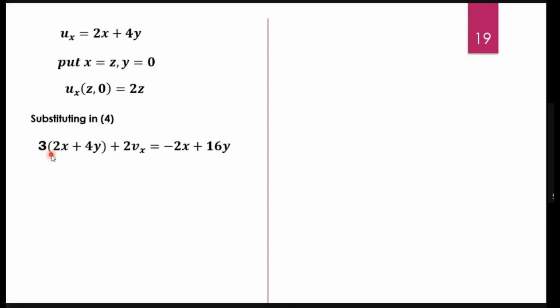So this gives 6x plus 12y plus 2vx is equal to minus 2x plus 16y. From here we have to find vx. So I will get 6x here minus 2x. This 6x will go to the other side, and I will get minus 8x. Here 16y minus 12y is 4y. So I will get vx is equal to minus 4x.